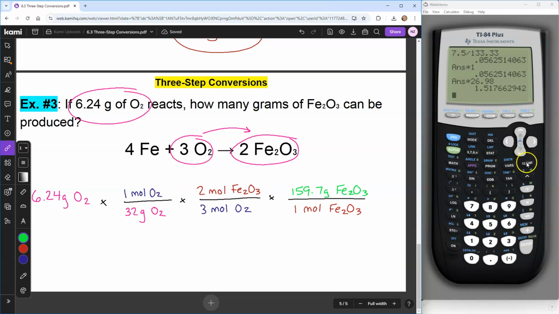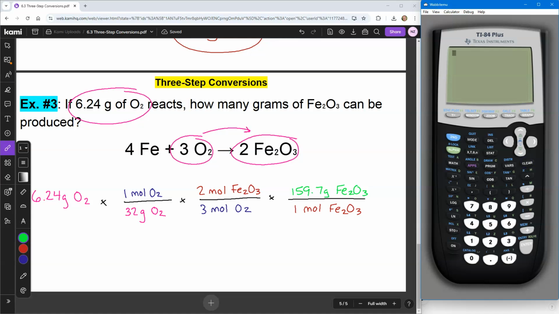All right, let's plug this into our calculator. So we have 6.24 divided by 32. Next is my mole ratio, so times 2/3. And then times 159.7.